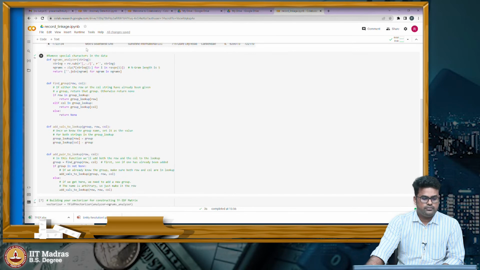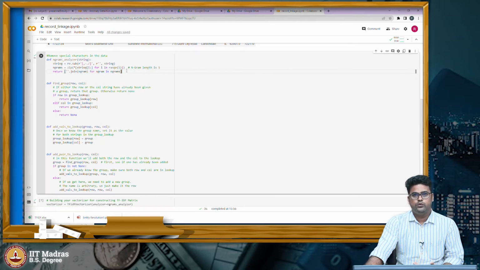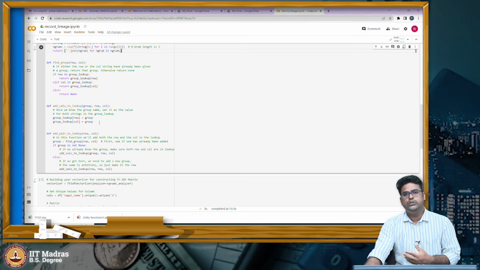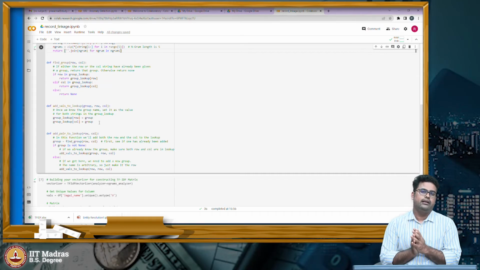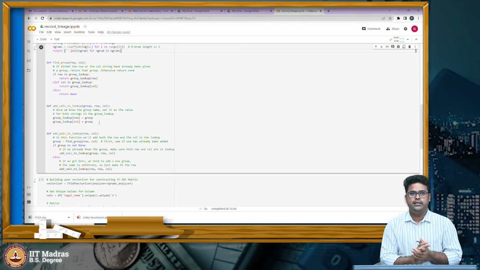There are multiple functions created which we will be using one by one in a while. Just to give a heads up, the first one is the n-grams analyzer, which is used for cleaning the text. Cleaning the text includes removing special characters, for example comma, hyphen or slash. And we have three functions followed by this, which are find group, add values to lookup and add pair to lookup. Essentially these three functions are used to identify whether an upcoming new entry belongs to an existing group which is created or a new group has to be created.